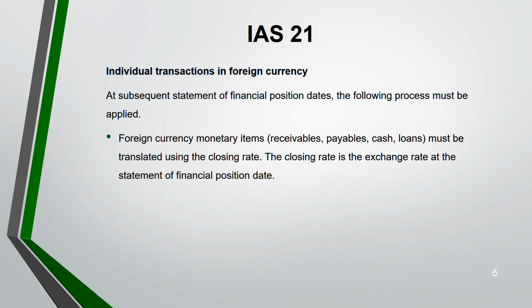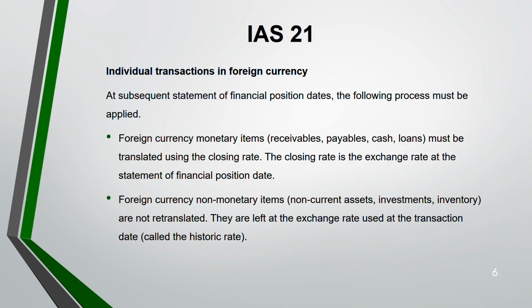So receivable, payable, cash, loan are grouped into one category. They are known as monetary items. Whenever you translate monetary items, it is always at the closing rate. You have to remember. And the second category, non-current assets, investments, inventory, they are not retranslated and they are non-monetary items. You will only translate them once and at the historic rate, or the rate at the transaction date.